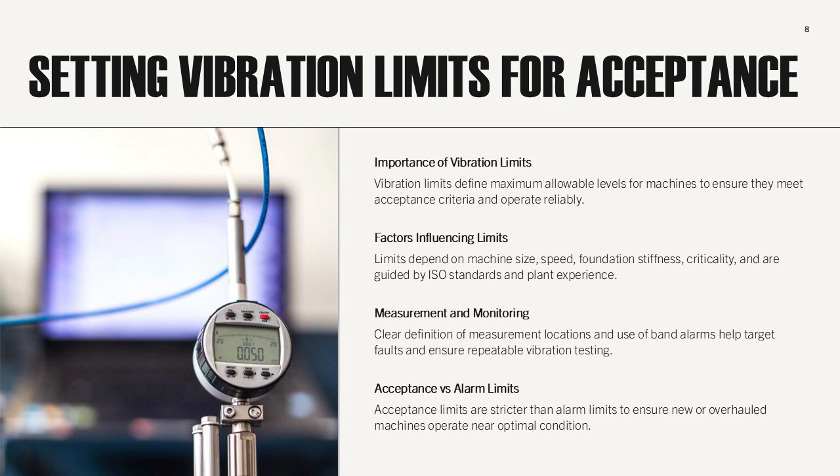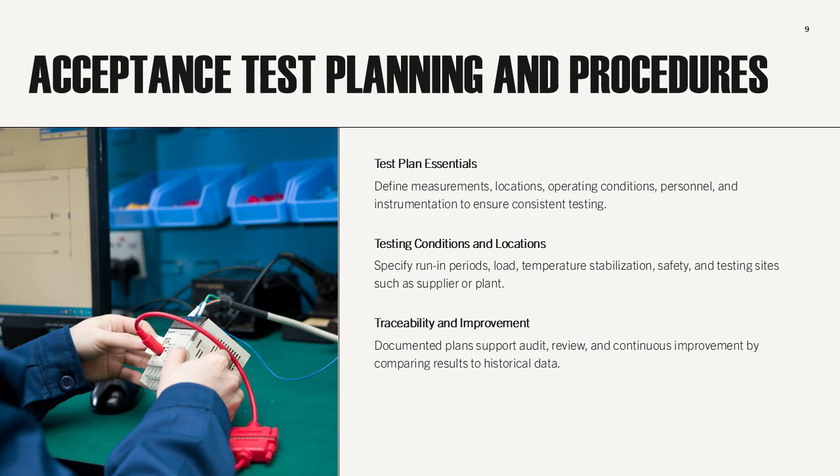accountability. A structured acceptance test plan is essential to ensure that vibration-based acceptance testing is carried out consistently and in accordance with specifications. The test plan should define what measurements will be taken, where they will be taken, under what operating conditions, and by whom. It should also specify the instrumentation, sensors, and data collection settings to be used, ensuring repeatability and data quality.